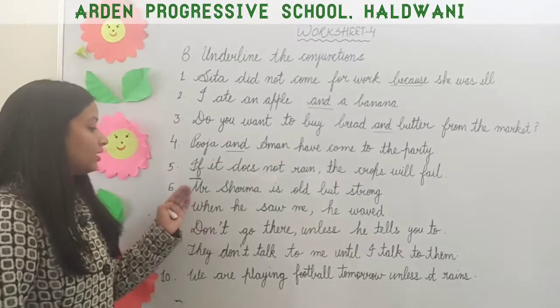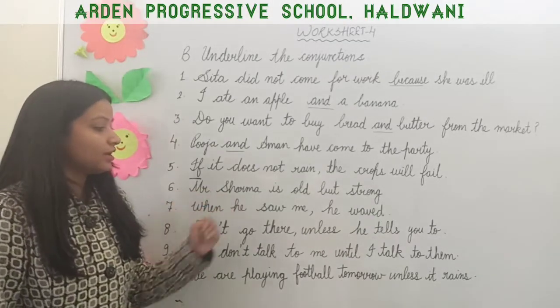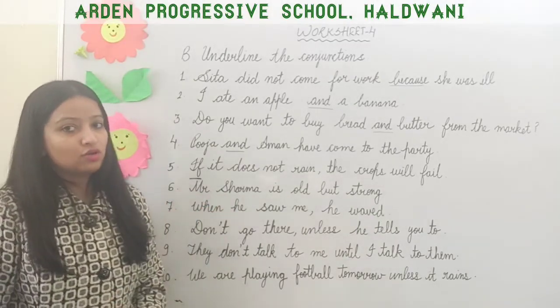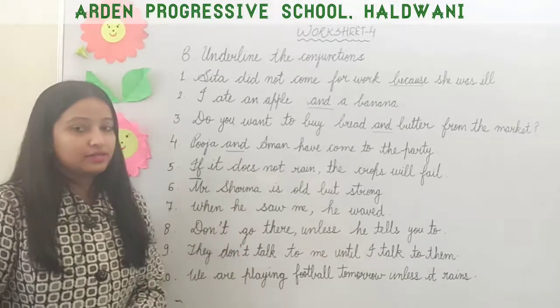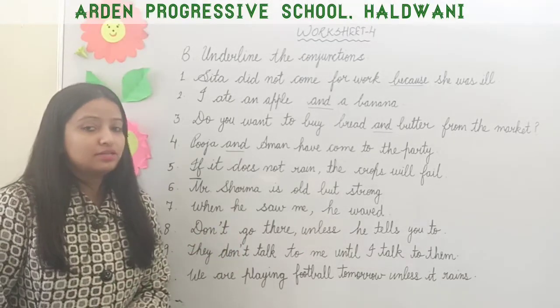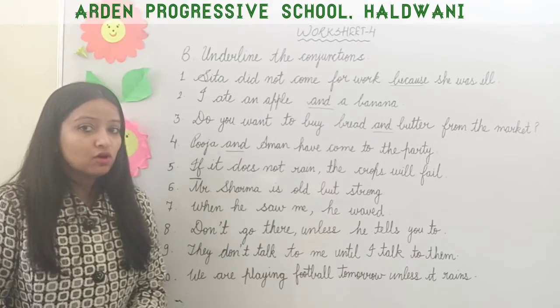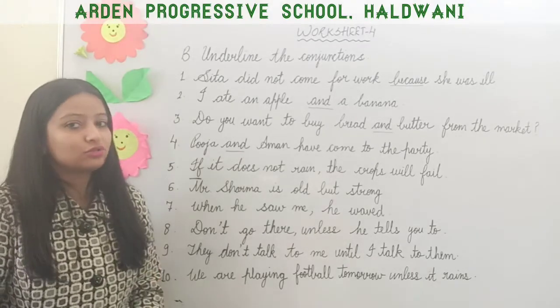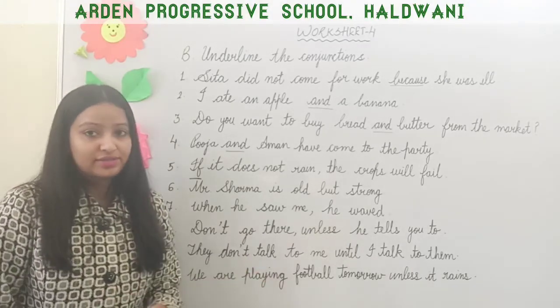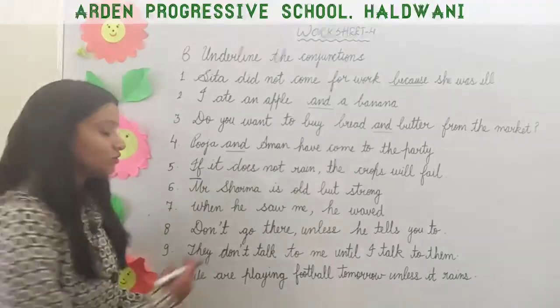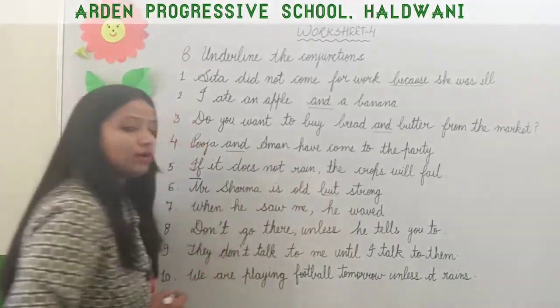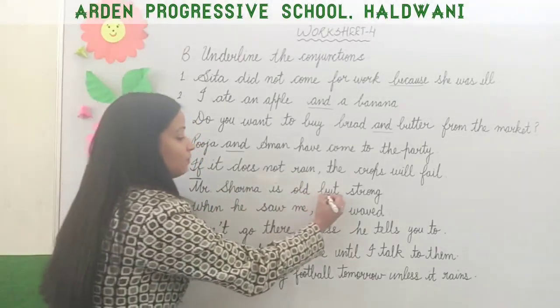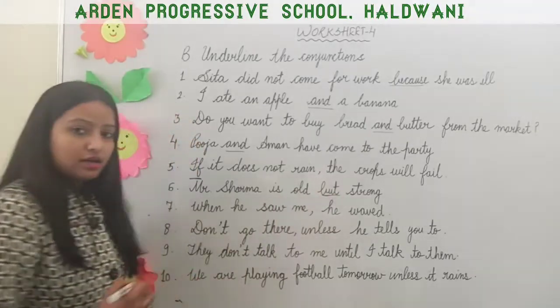Okay, next is "Mr. Sharma is old but strong." As a person is old, we expect him not to be strong, but here the person is strong. So these both are contrasting ideas, opposite ideas. We have joined these two with the help of the conjunction but. So here, but is a conjunction.